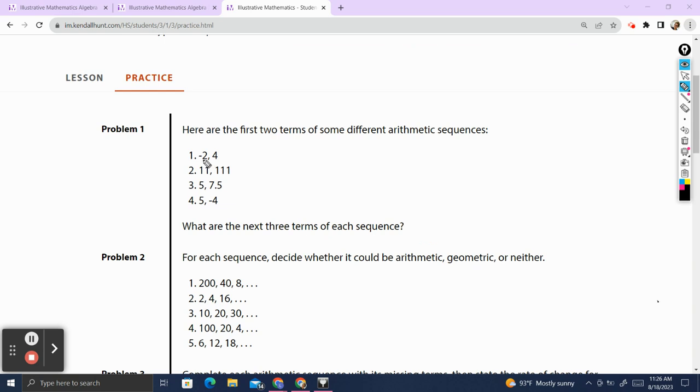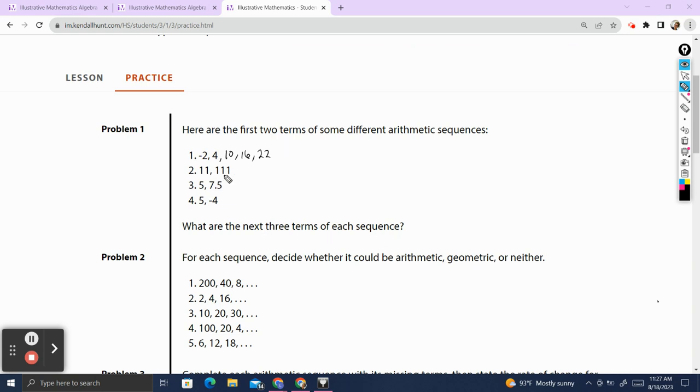So how do we get from -2 to 4? I think we added 6. So if we added 6 to get the next term, we're going to add 6 to the term before. 4 plus 6 is going to be 10. We're going to add 6 again, and we're going to add 6 one more time. And that got our next three terms.